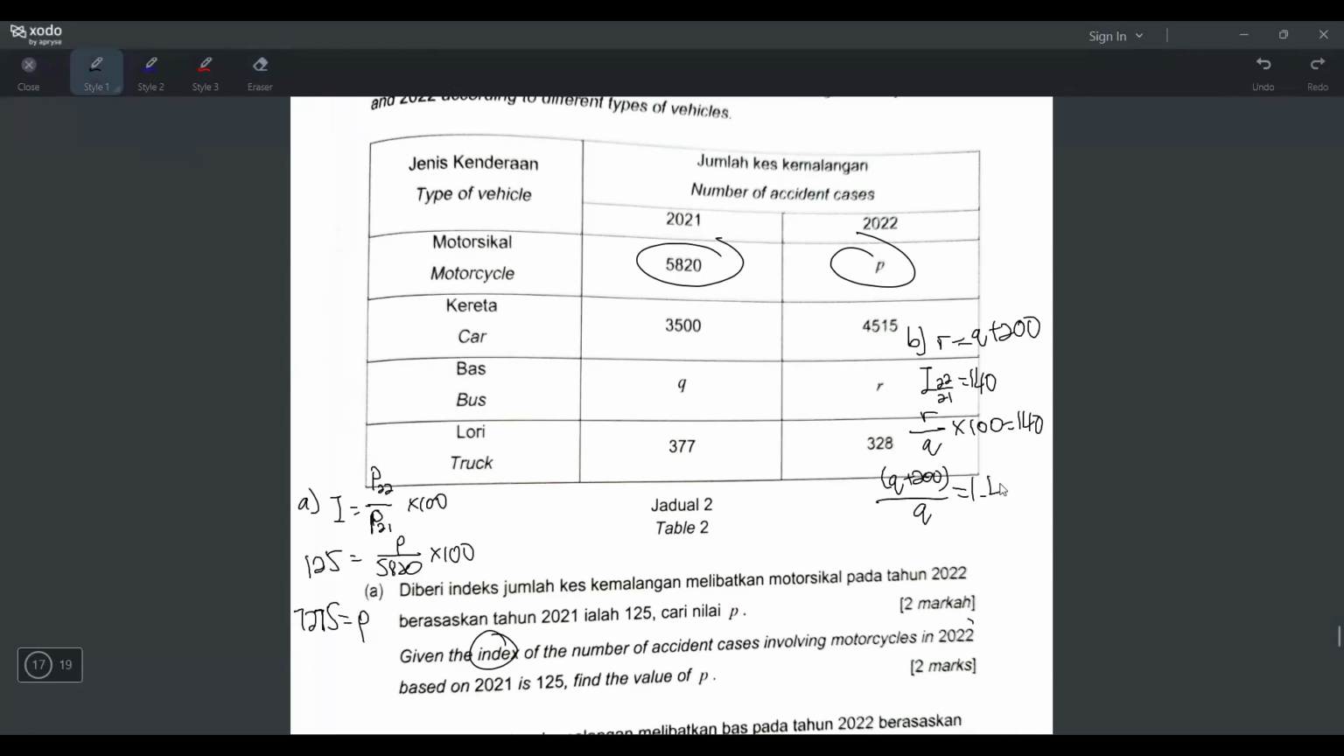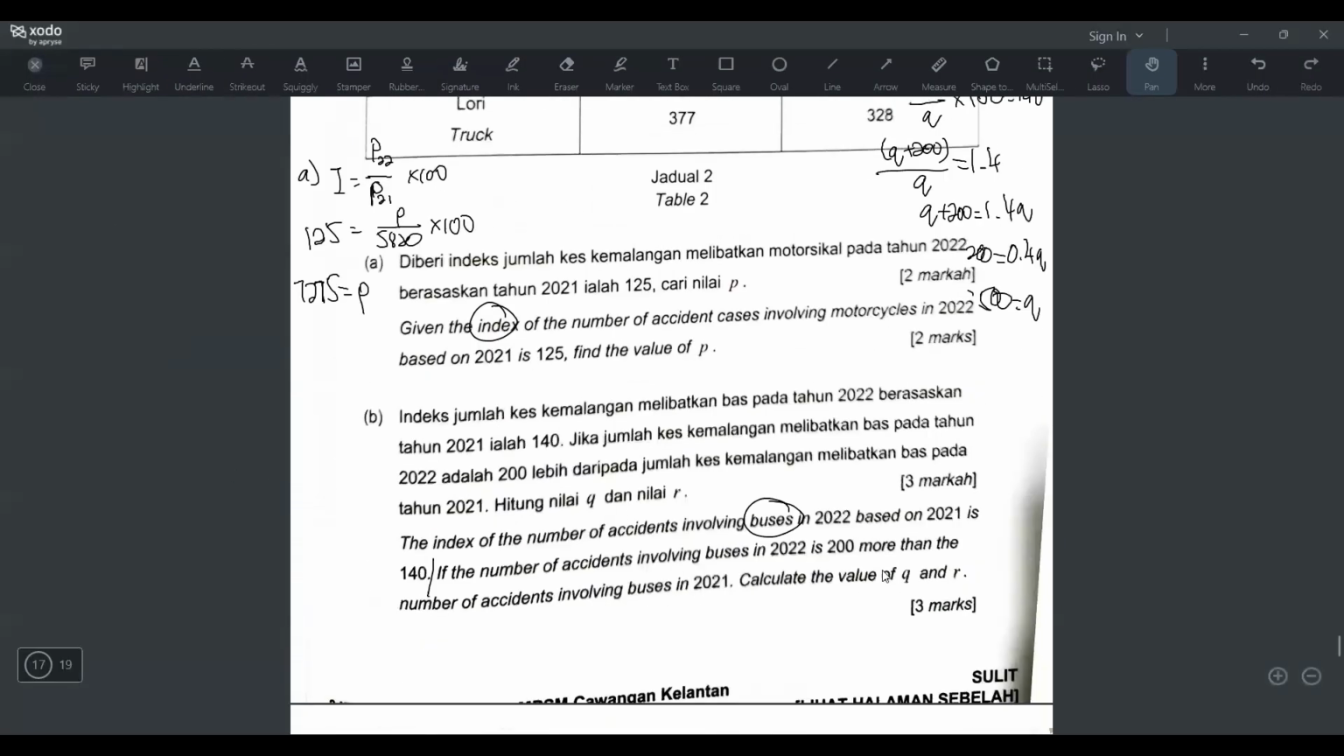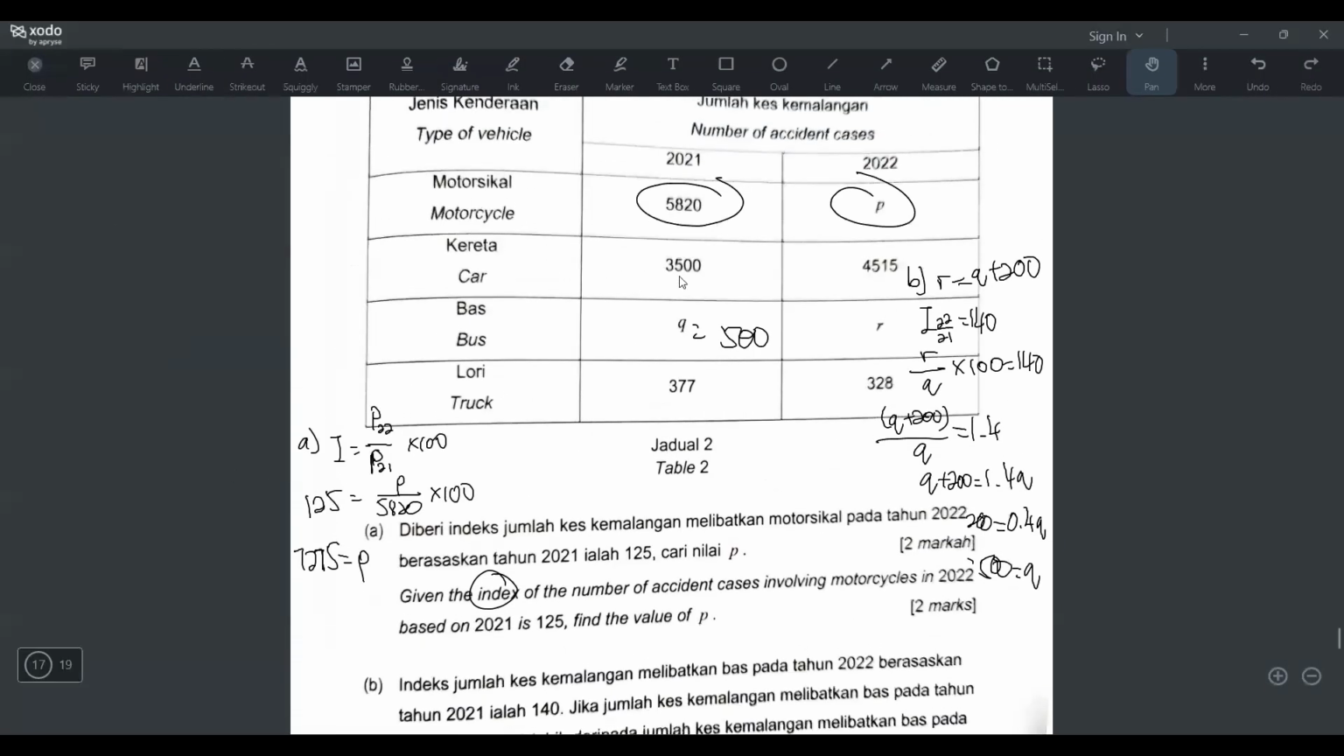140 divided by 100, 1.4. And then Q plus 200 equals 1.4 times Q. And then 1.4 minus 1, which is 0.4 Q equals 200. And now you can get your Q. 200 divided by 0.4. My calculator gives me 500. But Q is the number of accidents in 2021. Is that what they asked us to find? They want to find Q and R. So not done yet. I still have to find R.